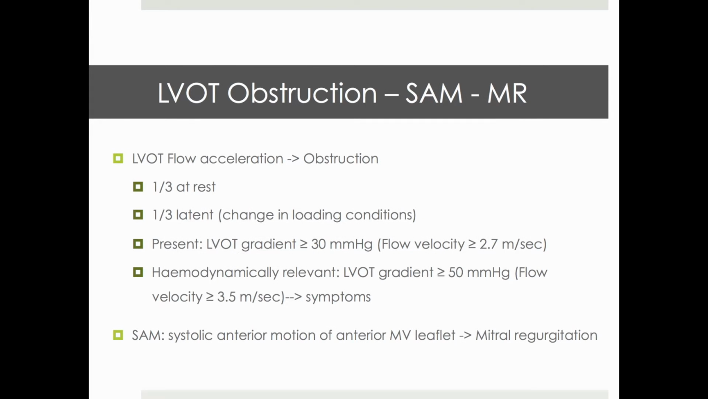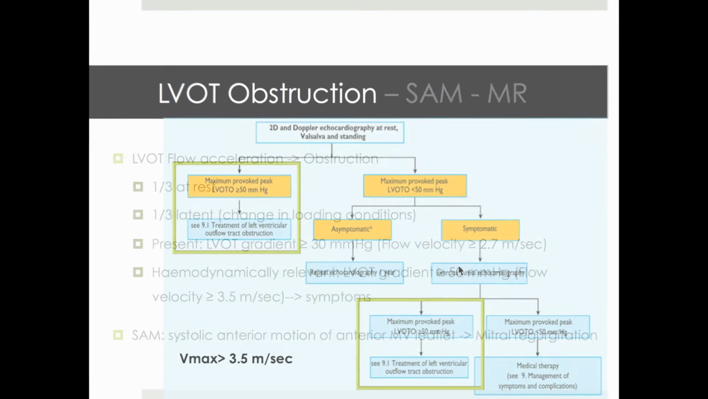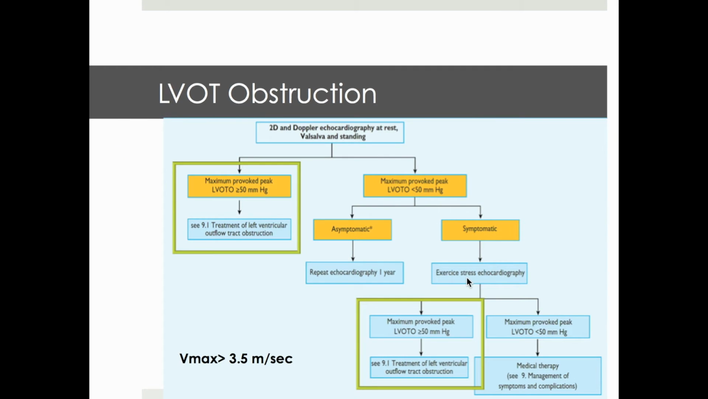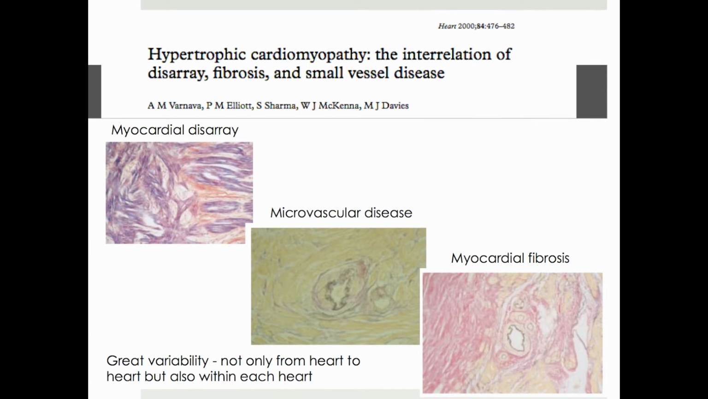LVOT obstruction is considered present when LVOT flow velocity exceeds 2.7 meters per second, whereas hemodynamically relevant, that is, responsible for the symptoms, when flow velocity exceeds 3.5 meters per second, at which point treatment of LVOT obstruction may be considered. Hypertrophic cardiomyopathy is characterized by complex underlying histopathology, including myocardial disarray, microvascular disease, and myocardial fibrosis.